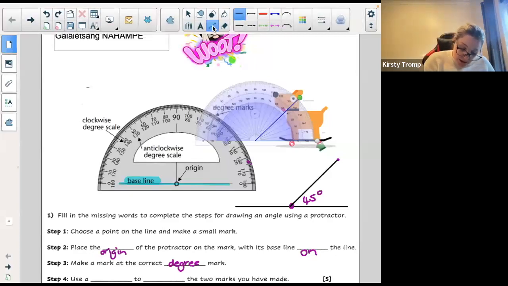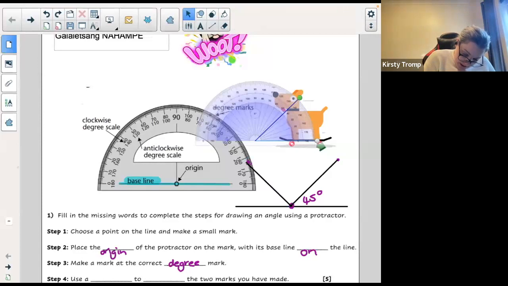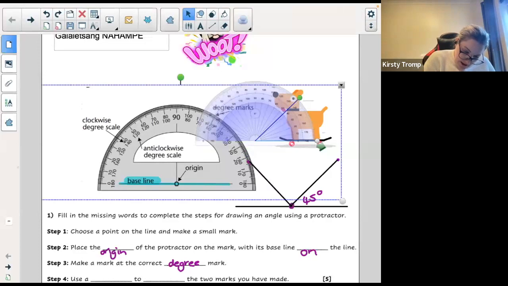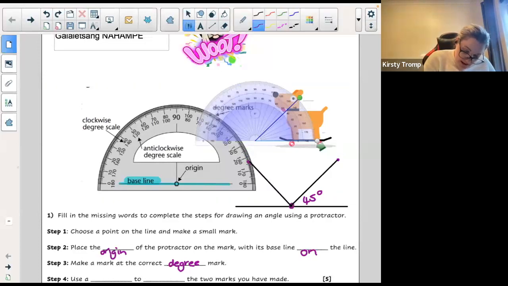Or like somebody said to me, ma'am, can't I join it on the other side? Of course you can. I could join that point and that point together. Okay, so it should make them a little bit straighter. I could have used that one to that one instead, and this one would be 45 degrees. Okay, either one is fine. So we're going to say use a ruler to join the two marks you have made.